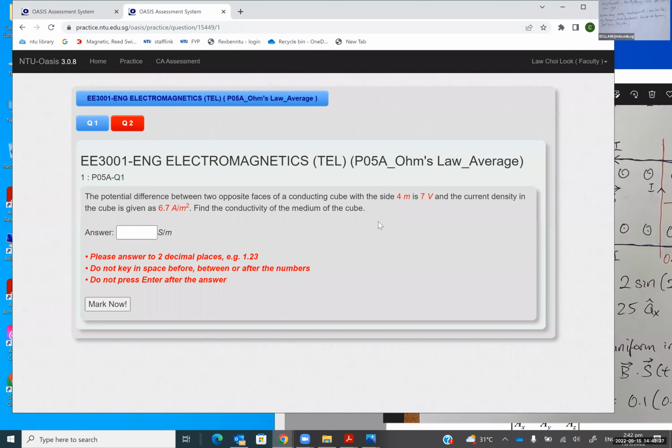So this is due to some current flowing and the resistance, right? V equal to 7 volts, right? You're given the current density is 6.7 amps per meter square. So from the current density, you can calculate the current passing through that cross-sectional area. And you can calculate the resistance now, right? Because V equal to IR. So once you know the resistance, you can then calculate the resistivity, which indirectly is the conductivity. All okay with that? Next one.